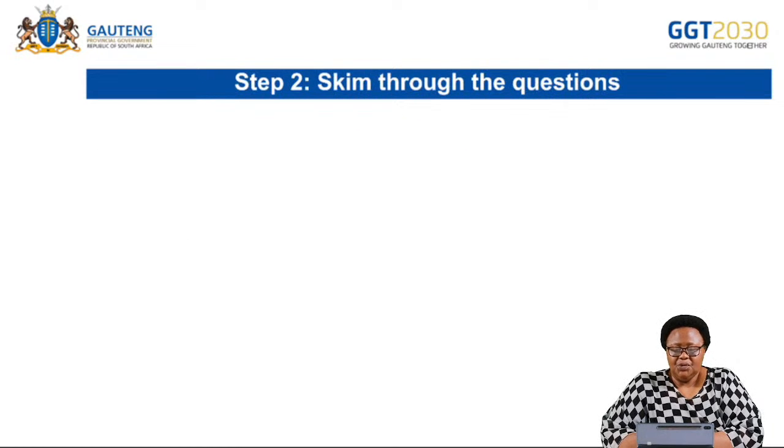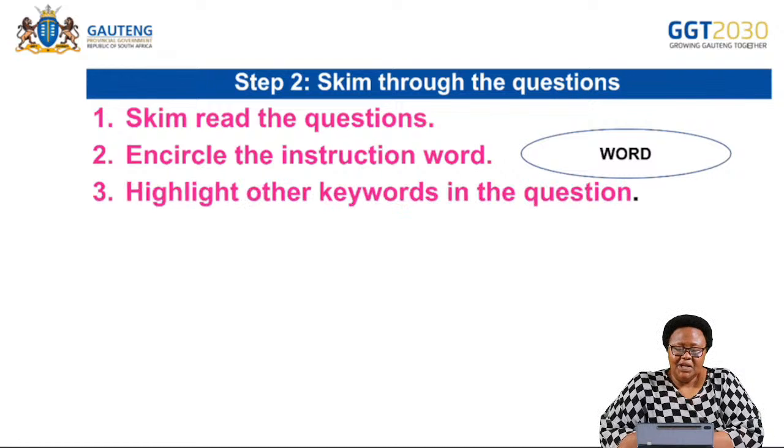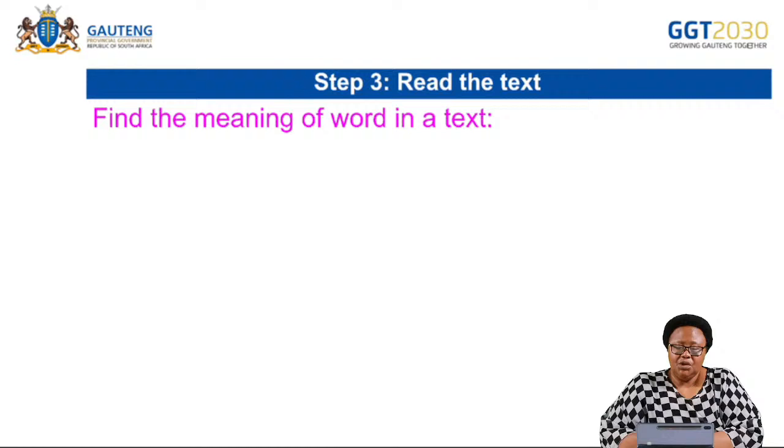Step 2, when you skim through the questions, you skim read, you encircle the instruction word. In each question, there is an instruction word, and it's very important to circle it or to identify it in a way, because it's going to help you to understand what is expected in that particular question. So you circle it, and then you highlight the keywords. In each question, there will be a keyword. Those keywords are going to lead you to the answer as you read the passage.